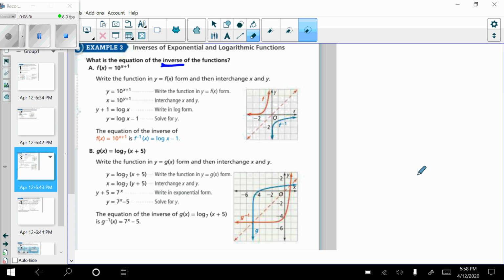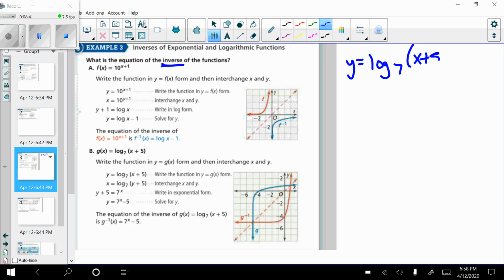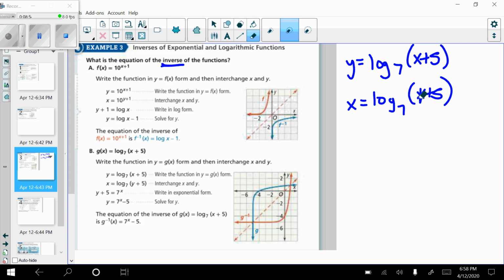The next example, B, is the same thing. We're trying to find the inverse of it. So I'm going to say y equals log base 7 of x plus 5, and then switch to x equals log base 7 of y plus 5. The goal is to get this y by itself.